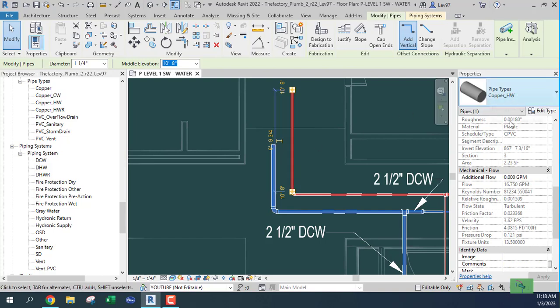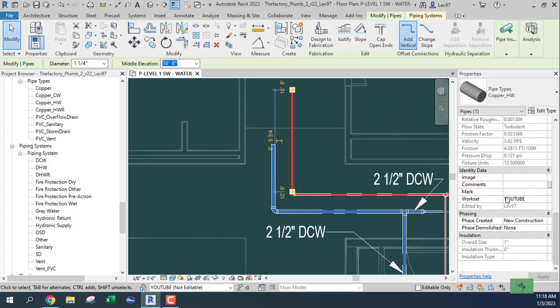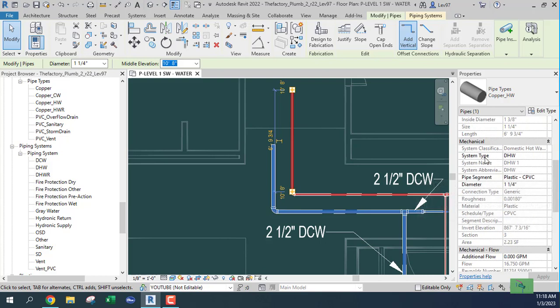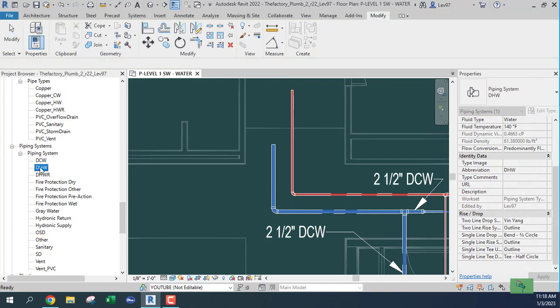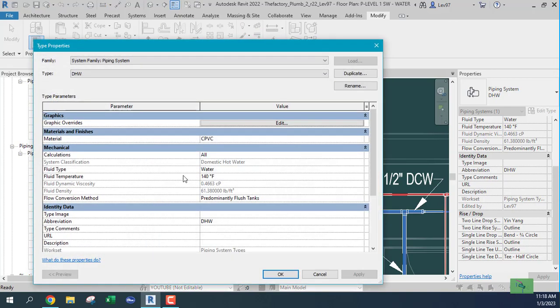So in the hot water system, where is my system type hot water, pipe type copper hot water, you go to your piping systems, right click, go to the type properties, and make sure that your water is set at the right temperature for hot and cold, and your flow conversion method. For hot water, it should be flush tanks. And I'll say okay to that at 140 degrees.